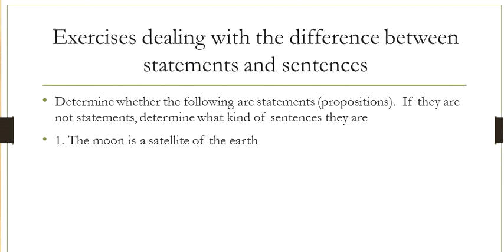Okay, so here's number one. The moon is a satellite of the earth. Okay, this is a statement. This is true. The moon is in fact a satellite of the earth. So it is a statement or a proposition.